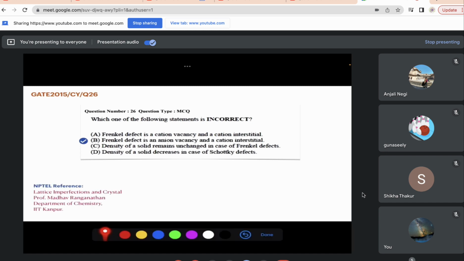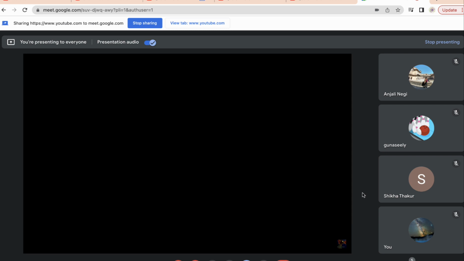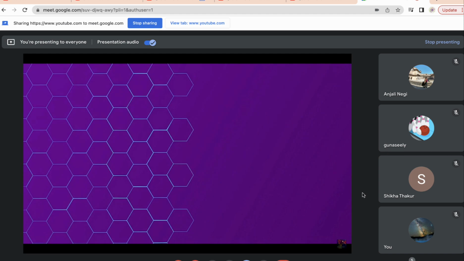I will highly recommend you to go through the NPTEL reference Lattice Imperfections in Crystal by Professor Madhav Ranganathan, Department of Chemistry, IIT Kanpur. The link is given below. Thank you.